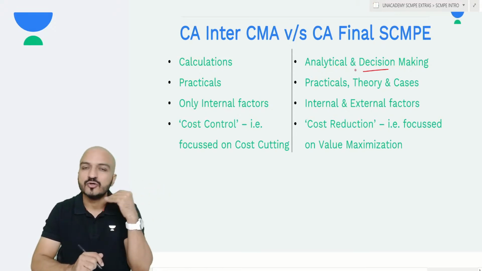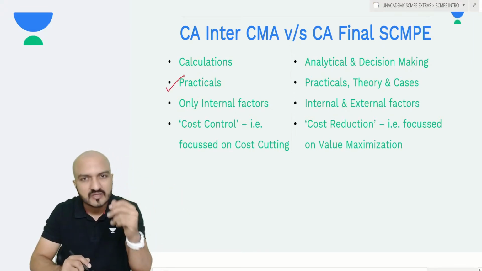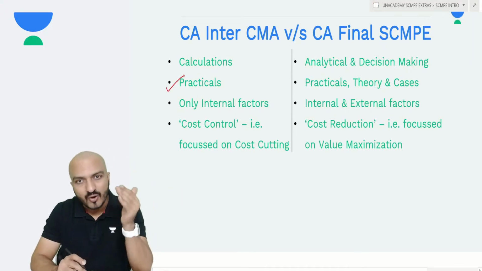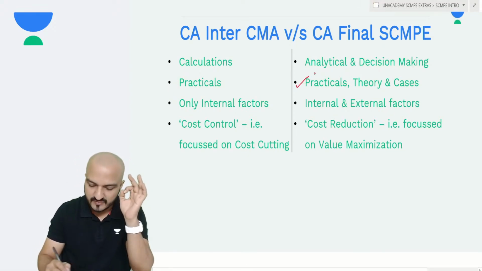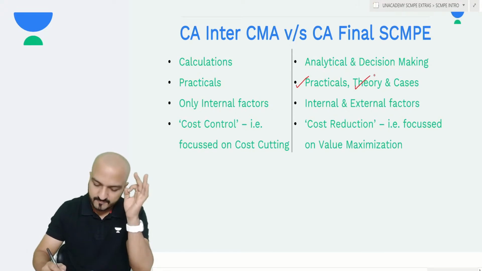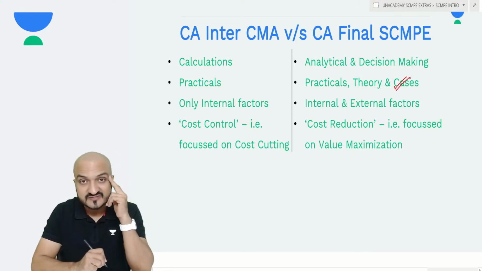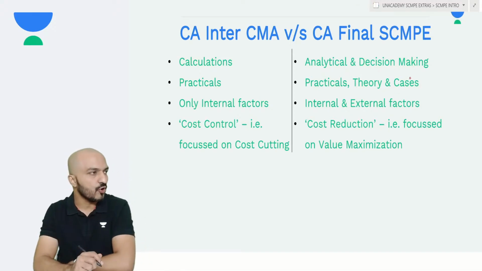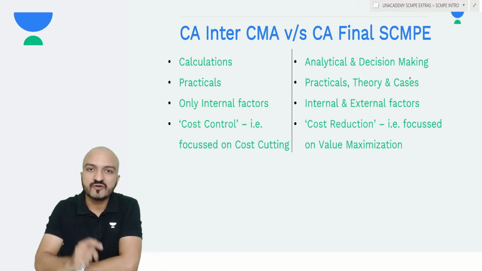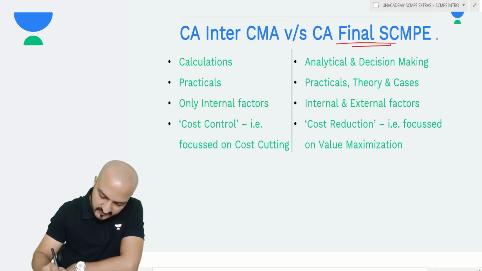At inter level, your costing subject contained mostly only practical questions. But now at final level, your costing subject will contain practical questions plus theory questions plus very important case studies. Now, based on this, many of the students have a wrong belief, a wrong impression that CA final costing subject is only theory.